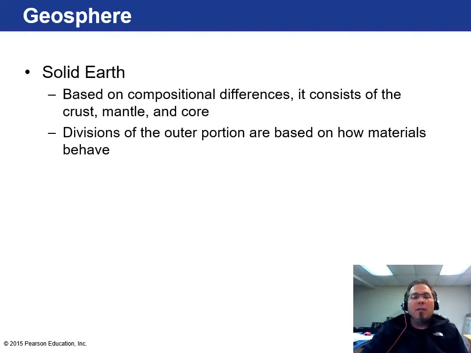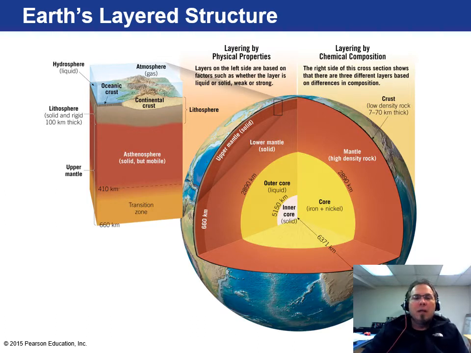Now we have the solid Earth, which is based on compositional differences. It consists of the crust, the mantle, and the core. And we'll discuss those a bit as we go along. So the divisions are based upon how materials behave. Are they solid? Are they sort of a plastic in nature? Are they molten? And we'll take a look at those. So here's Earth, and we have the hydrosphere, which is the liquid part here, the ocean. We have the atmosphere, which is obviously the thin layer of gas that we breathe.